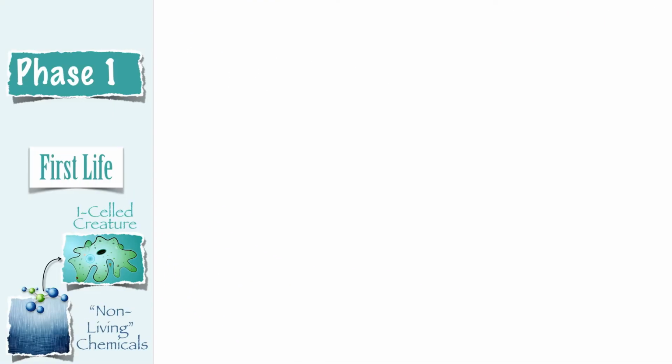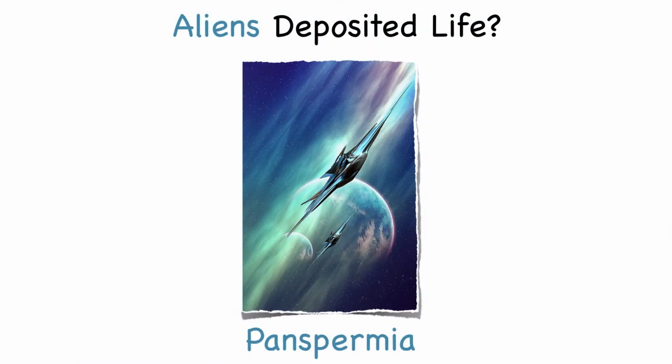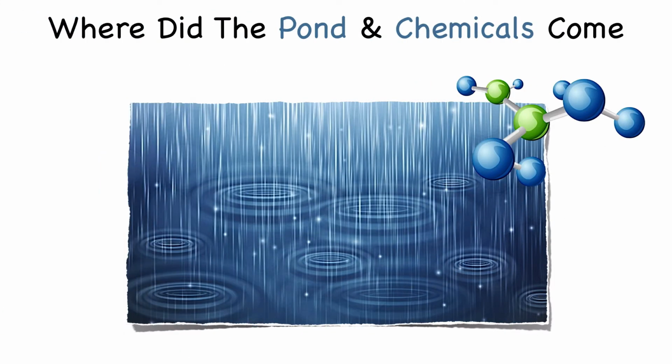Well, realizing the improbability of life coming from non-life, some have turned to other theories for the origin of first life. One such theory is panspermia, which claims that aliens deposited life here on Earth. Now, even if panspermia was true, and the evidence doesn't appear to support the theory, even if aliens did deposit life, we're still left with the question, where did the aliens come from? Who made them?